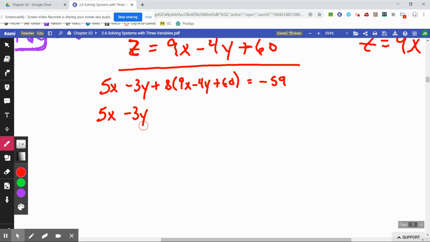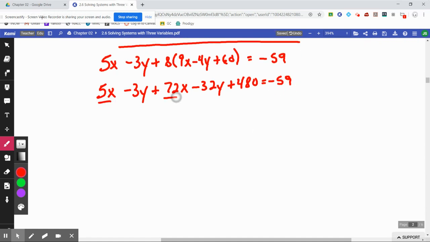5x minus 3y. Distribute your 8 would be a positive 72x, a negative 32y, and a positive 480 equals negative 59. And then we're just combining like terms. 5 and 72 gives you a total of 77 x's. Negative 3 and negative 32 gives you negative 35 y's. Move the 480 across, and that's going to equal negative 539.